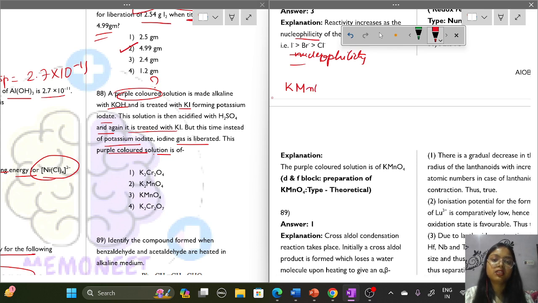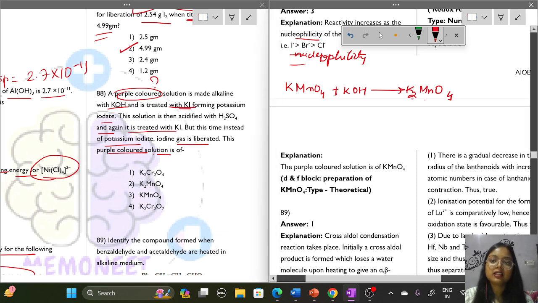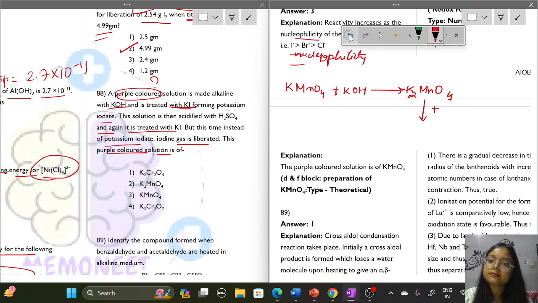So KMnO4 plus KOH will give K2MnO4. K2MnO4 is produced, then it is again treated with KI and forms KIO3. I am writing here only.